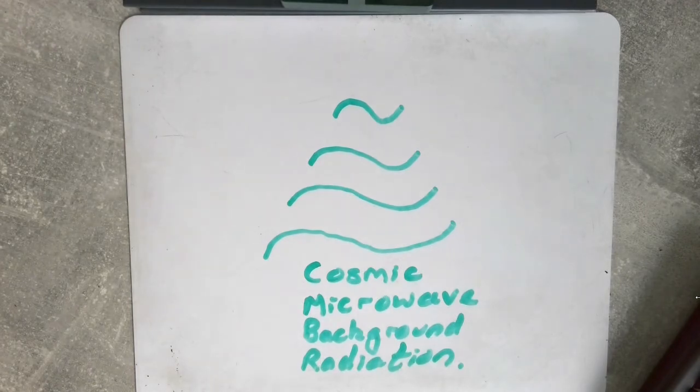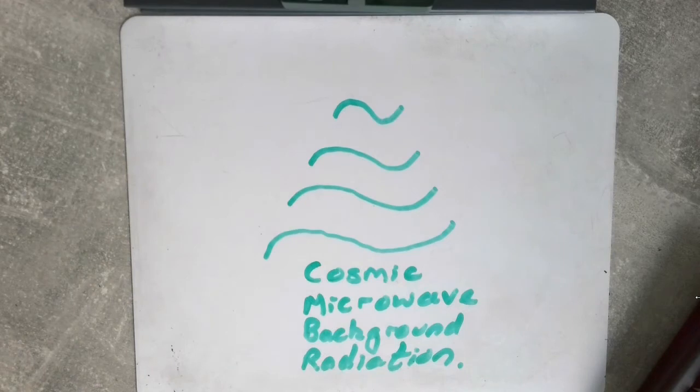So that is our second piece of evidence. We've got redshift showing that galaxies are moving away from us, and this cosmic microwave background radiation, and there must be an explanation for it. And as I said, the explanation is that it's left over from the Big Bang itself.